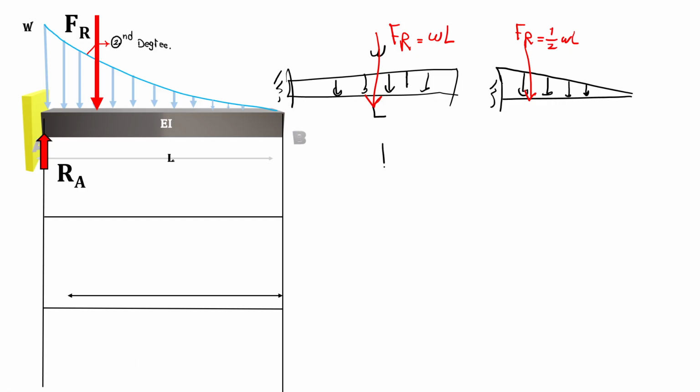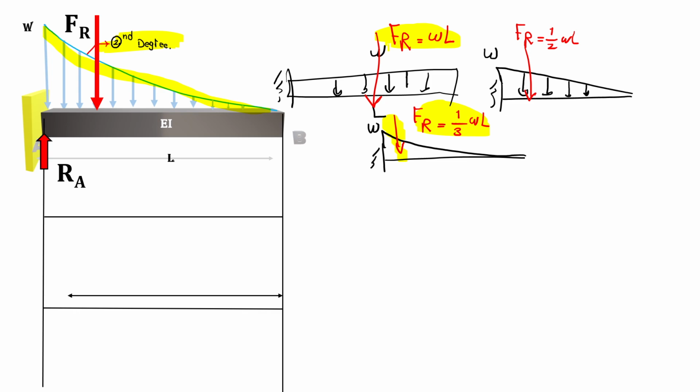And then if we have the same beam, which is our case, but this time we have a second degree loading, all intensities are W. This time our Fr, or resultant force, is, just remember, 1/3 of WL, and we will see later on why the resultant force for a second degree loading is equal to 1/3 of WL. But with this intuition, you can just go: this is WL, this is a half of that, and this is 1/3 of that. We'll move to the logic for this later on.